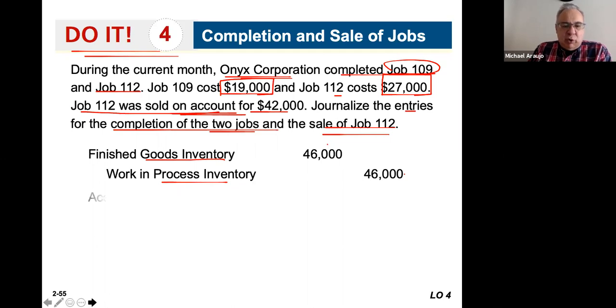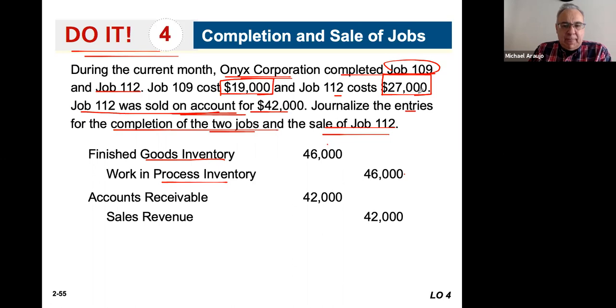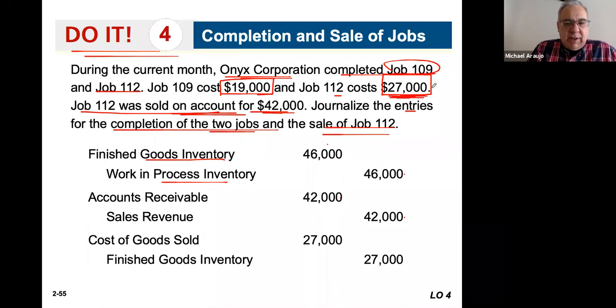Now you've actually sold one of those jobs for $42,000. You actually sold job 112, which cost you 27 grand. So first thing is you're going to record the sale. Accounts receivable gets the debit, sales revenue gets the credit because you sold it for 42 grand on account. And now you have to record the costs. The cost is here, 27,000, right? So that's what's showing here. Cost of goods sold of 27,000. Finished goods inventory account is going to be credited by 27,000. And there we have it. Questions?